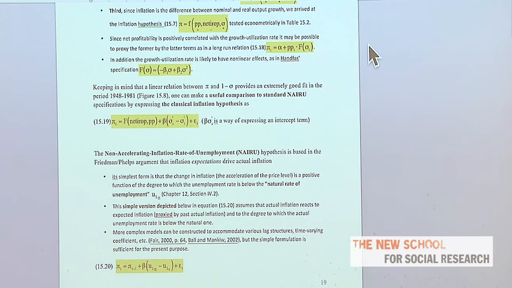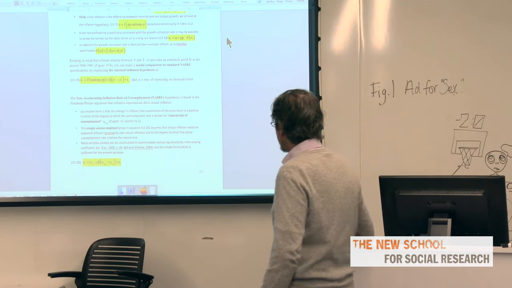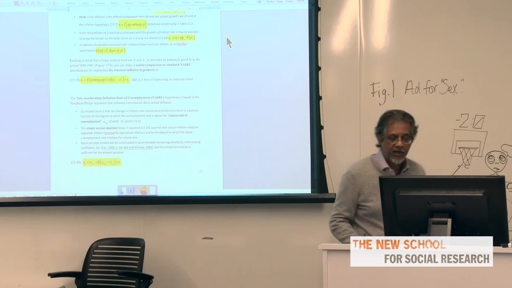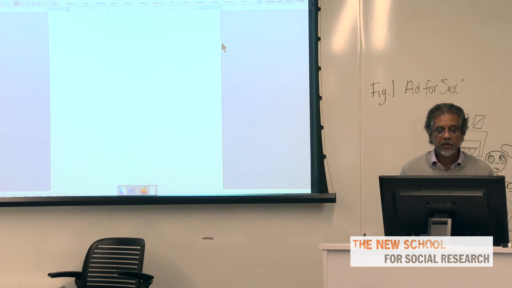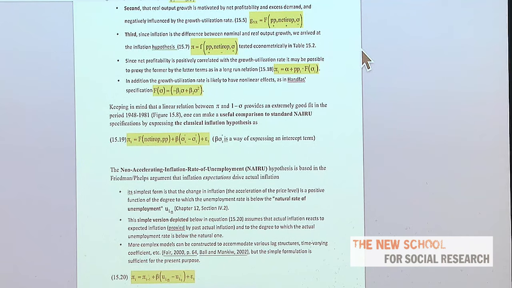The simplest form of this hypothesis is that inflation depends on past inflation and a term which depends on the relationship between some critical value of unemployment and the actual level of unemployment. Now, written this way, you can see the parallel here. This is past inflation, whereas this is a term based on other variables. And these parts look very similar, except that here you have the slack in growth utilization, and here you have the slack in the labor market. There are many tests of the NAIRU, so I won't go through them here because they're pretty well known. You notice certain similarities between these two hypotheses.